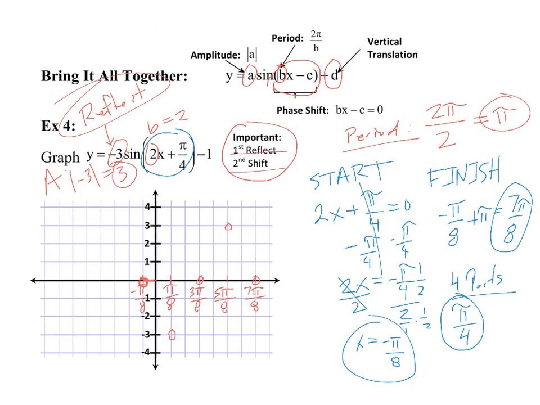Now I did the reflection, so now I shift. I shift everything down 1 unit. That's your vertical translation. So I'm going to go down 1 here, down 1 here, down 1 here, down 1 here, and down 1 here. All right, there we go. There is our sine function.